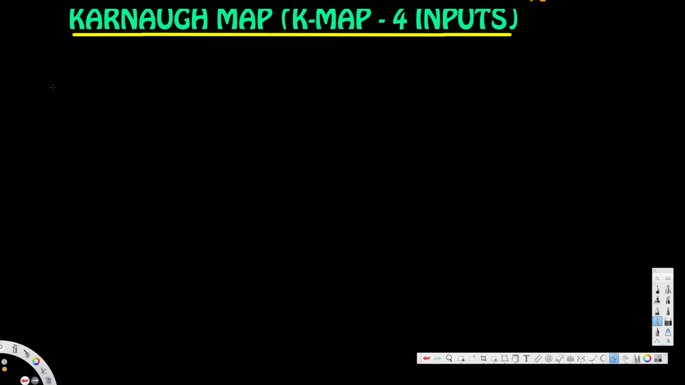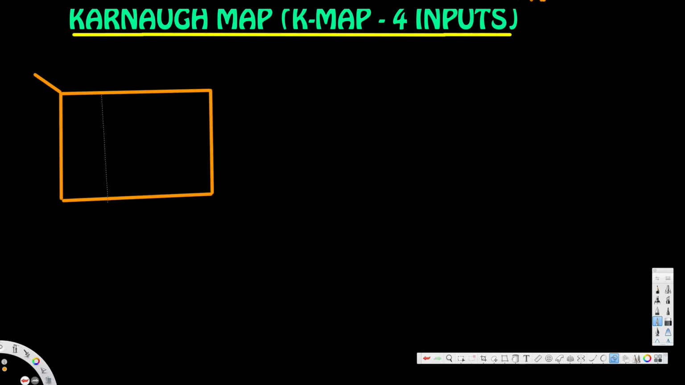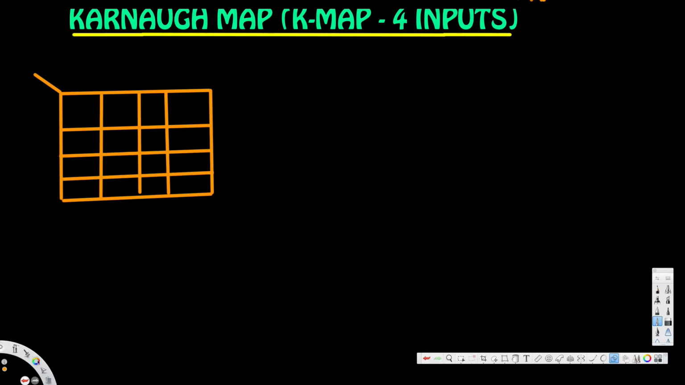Now let's go ahead and draw the diagram of the K-map. We are going to have 16 boxes. Let's complete this diagram first. Let's consider the variables a, b and c, d. Let's say this is a b, and let's say this is c, d.